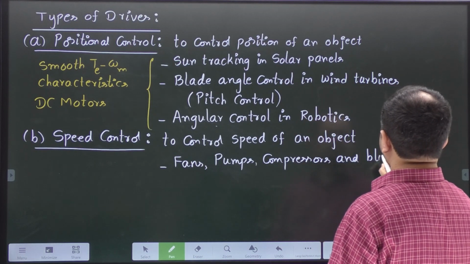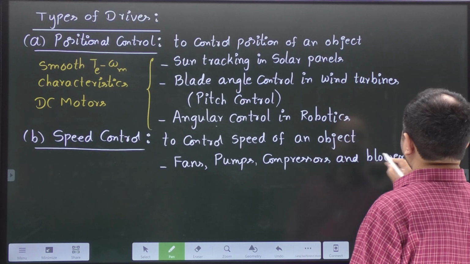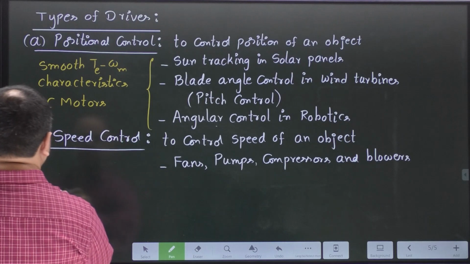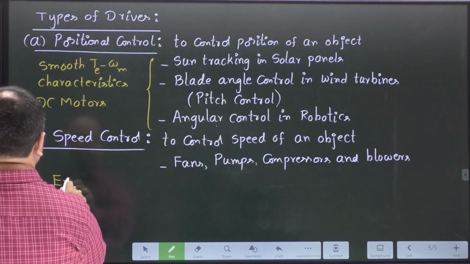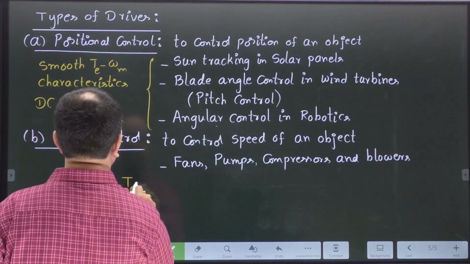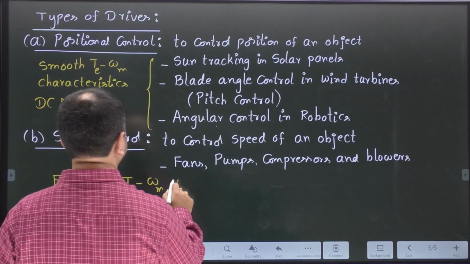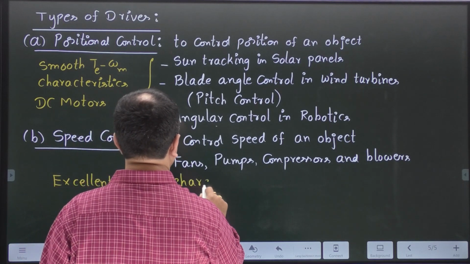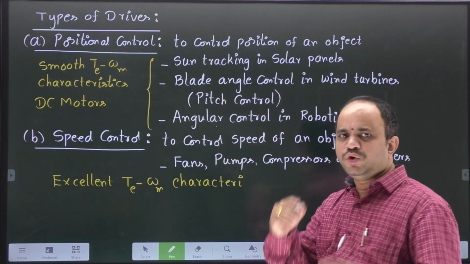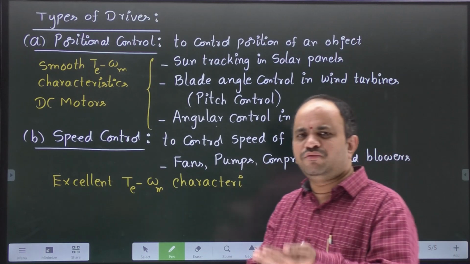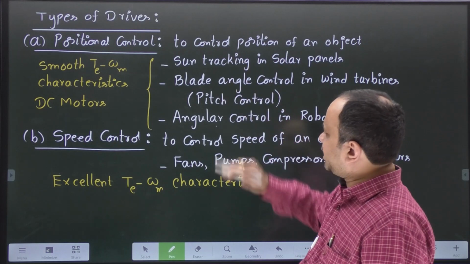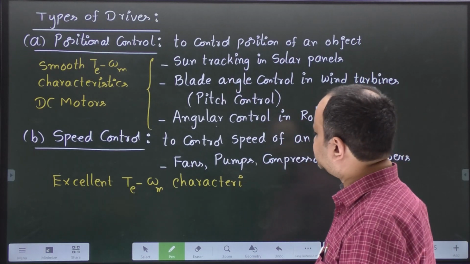and blowers. So, in these particular applications, excellent torque speed characteristics are not mandatory, because even when you switch on the fan, even a 1 or 2 second delay is not a big deal. But in our earlier applications, it has to move very accurately.